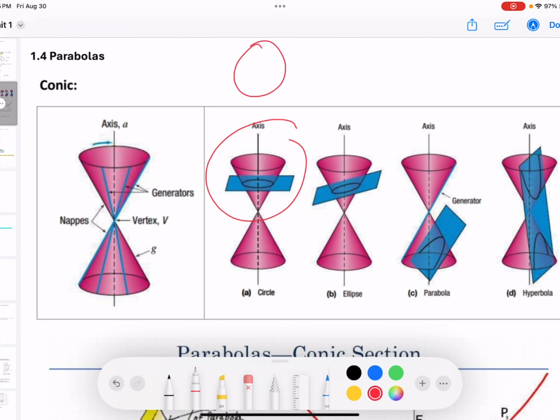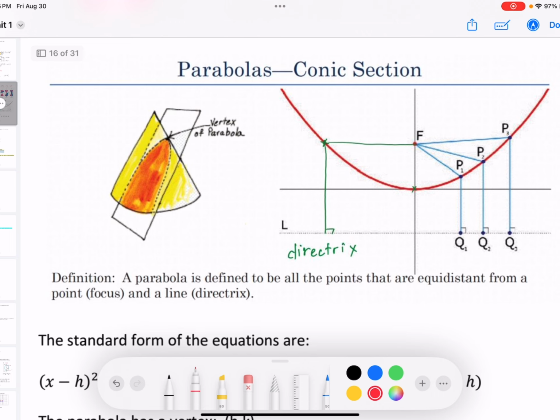If I tilt my plane a little bit and slice my cone, I'm getting an ellipse. If I tilt it a little bit more, making my plane parallel to the side, then I'm having a shape we call a parabola. If I tilt it more, then I'm getting a hyperbola. So this is a hyperbola. Okay, let's move on to the parabola as a conic section.